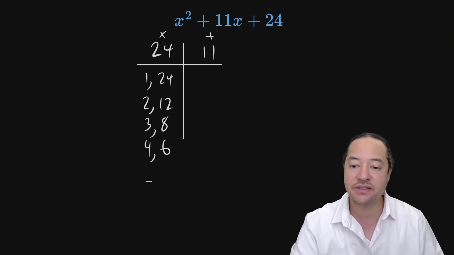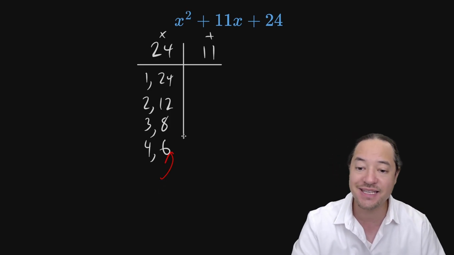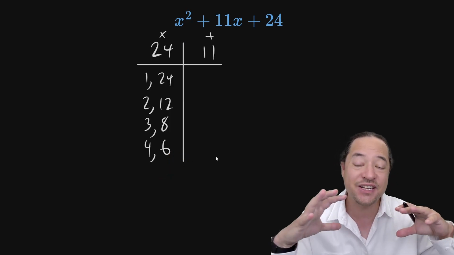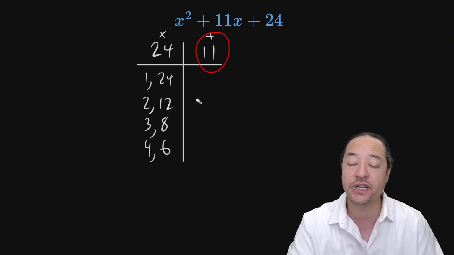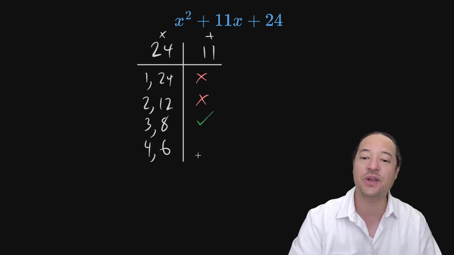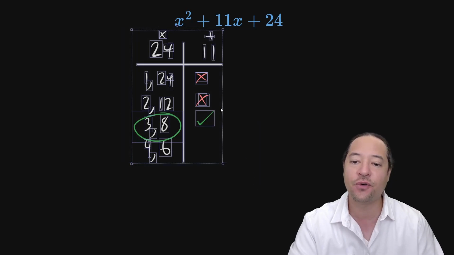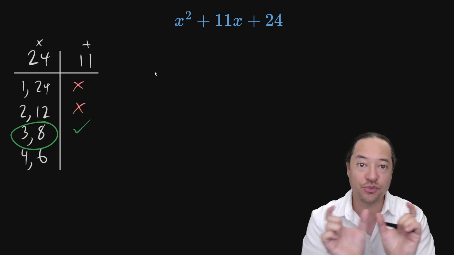And if we go to 5, nothing. 6 brings us back. If we go up to 6, we're just repeating these in reversed order. So this is a table of all of the potential factors of 24. They need to add up to give us this 11. Does 1 plus 24 equal 11? No, that's 25, so that doesn't work. Does 2 plus 12 work? That's going to be 14. No, that doesn't work. Does 3 plus 8 work? Yeah, that's 11. So that's telling us that we should be using 3 and 8 as R and S in our binomial product of factors here.